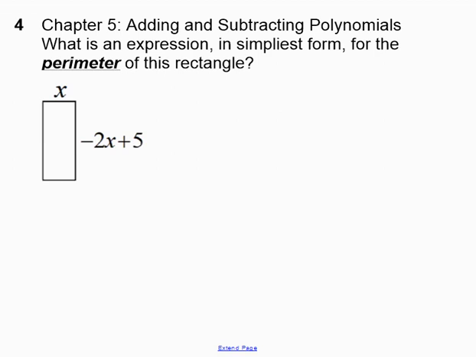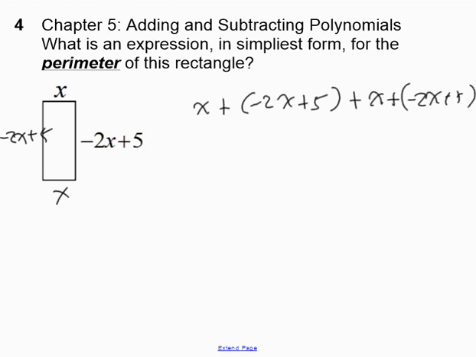Question 4, adding and subtracting polynomials, what is the perimeter? So I said you could either use a formula or not. So the easiest way would be simply to take all of the sides, those two sides, plus this side is also x, and this side is also this. So we're going to add all the sides together.